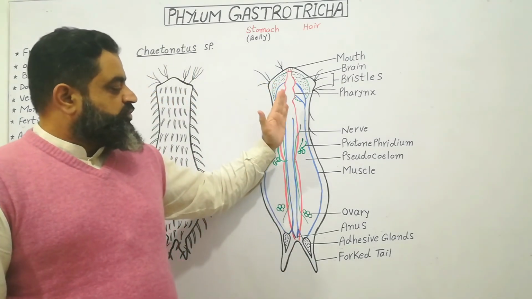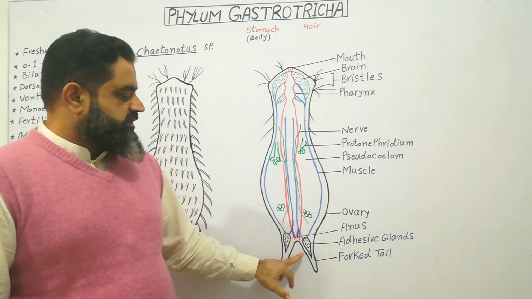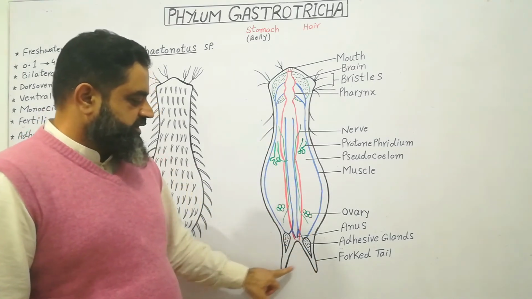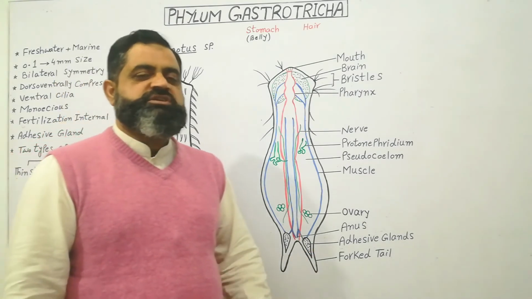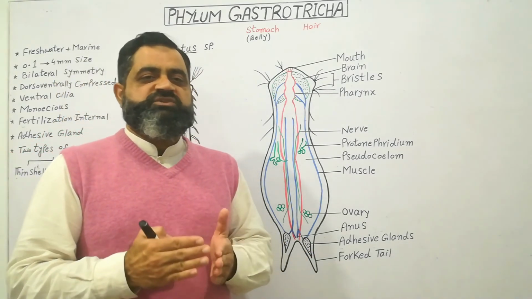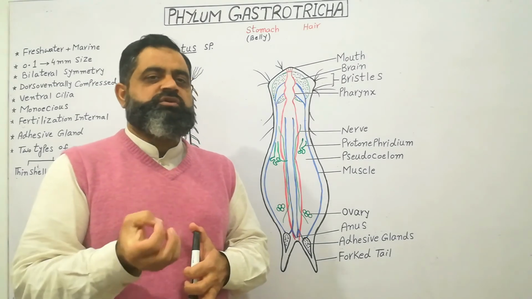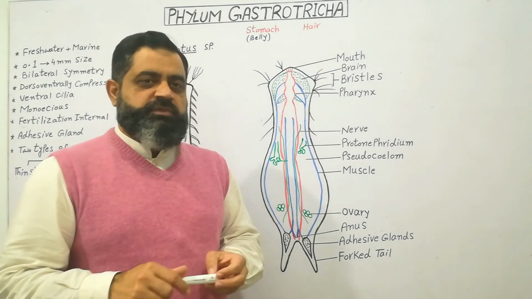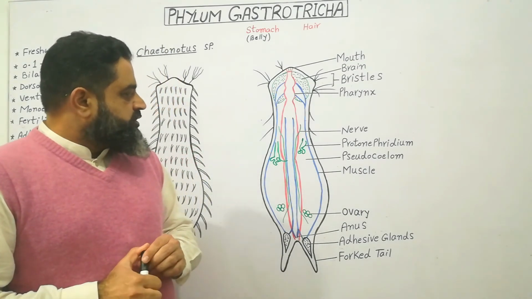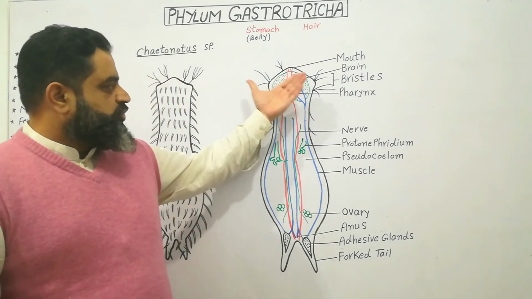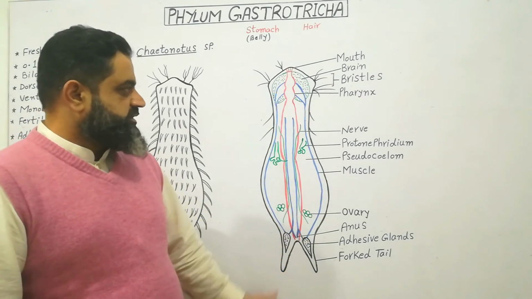If we look at the posterior end of the body, there is a forked tail, as you can see right over here. This forked tail contains some adhesive glands with the help of which these animals can also attach temporarily to a substratum like a stone, a leaf, or other parts present in the water. So these are the characteristics which are present in these animals.